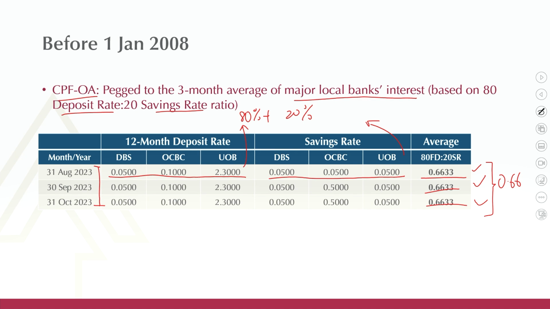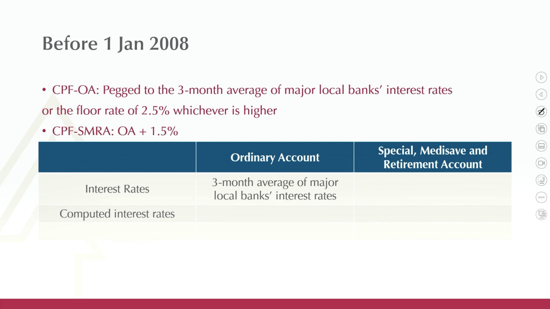Alright? So the CPF OA interest is based on this 3 months average of major local bank interest or the floor rate of 2.5%, whichever is higher. I think most of us are familiar with this. What was different in the past was that for the special, Medisave and retirement accounts, the interest is calculated based on the OA interest rate, and then the CPF Board gives an additional 1.5% interest.